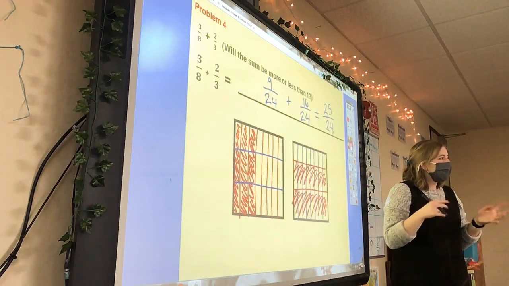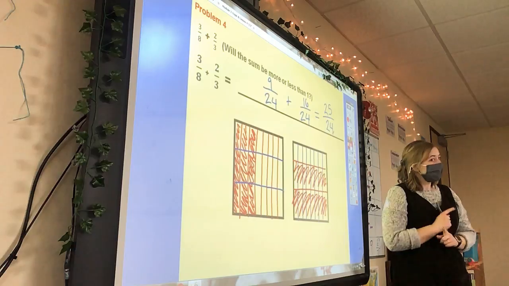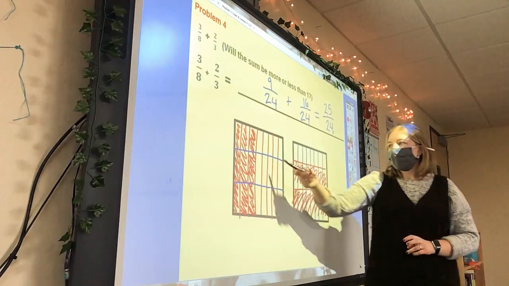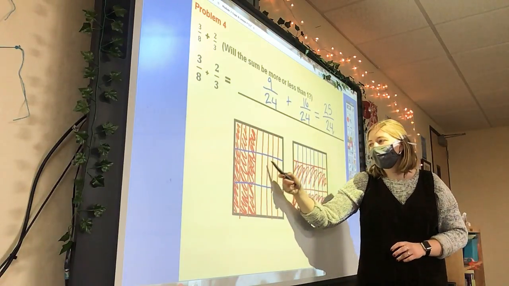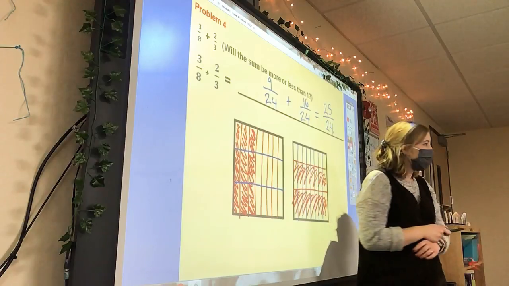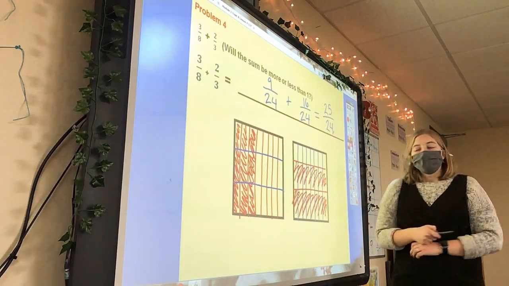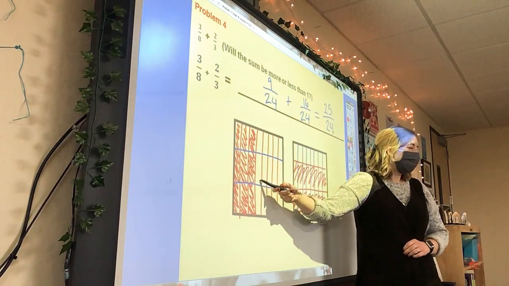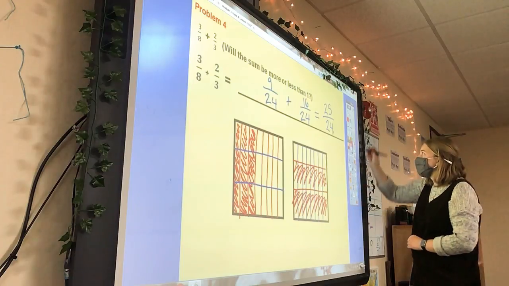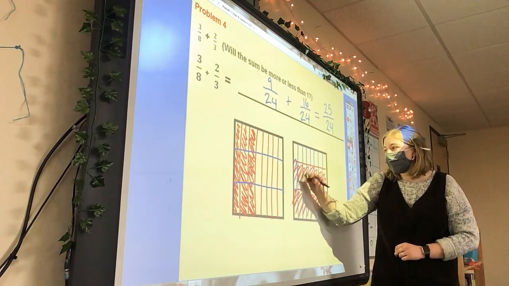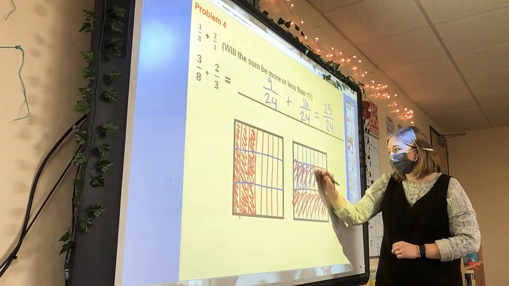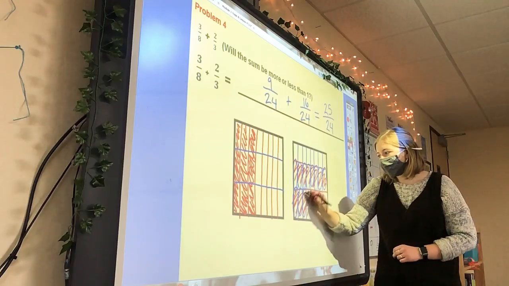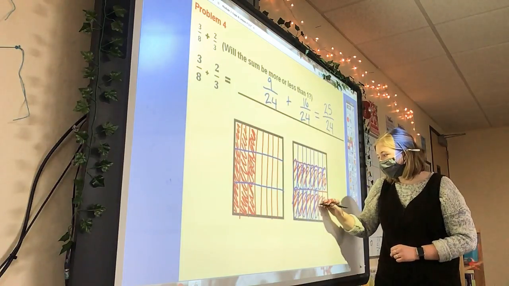Now, some of you may already know what that is as a mixed number. If you're not sure how to do that, here's how you do it with the model. Okay, so follow along with me. There are 15 empty spaces. So I'm going to take 15 of my shaded spaces from this model and move them over here. Seems tedious, but it is helpful. So I'm going to take 15.